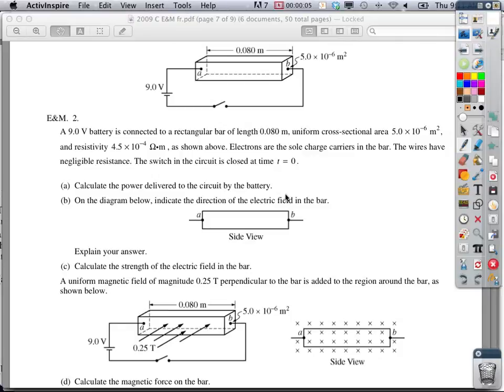Power delivered to the battery. We know the voltage across the battery.